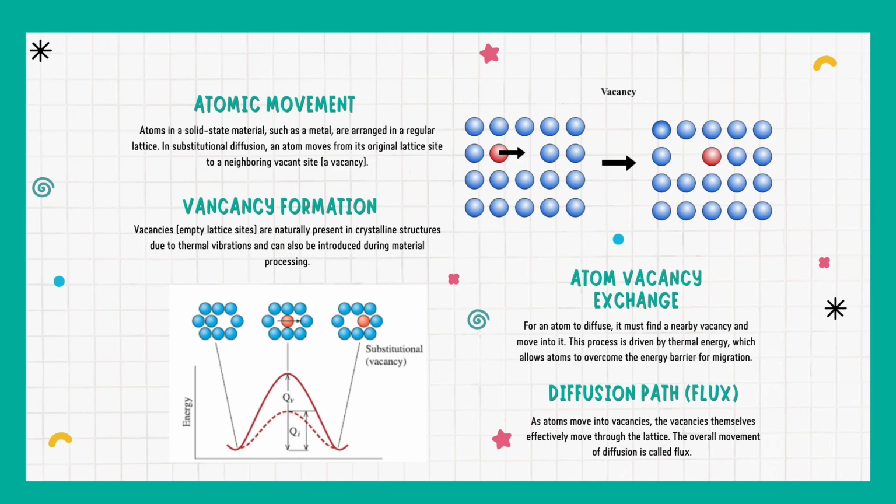For an atom to diffuse, it must find a nearby vacancy to move into. This process is driven by thermal energy, which allows atoms to overcome the energy barrier for migration. As atoms move into vacancies, the vacancies themselves effectively move through the lattice. The overall movement of diffusion is called flux.